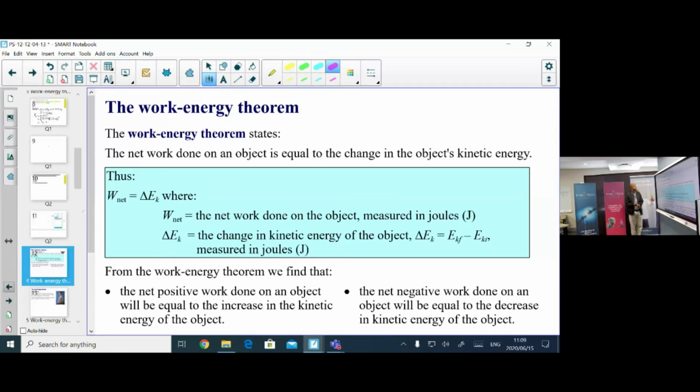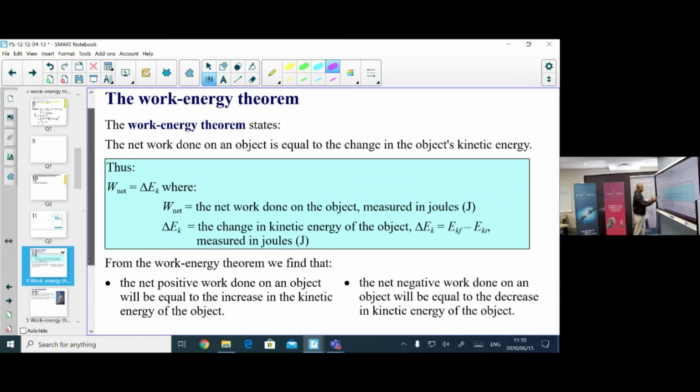Now let us look at the work energy theorem. Under the work energy theorem, it says that the net work done on an object is equal to the change in the object's kinetic energy. In other words, we're just going to have a work done. That work done is supposed to have, let us go back. Let me just show you this.